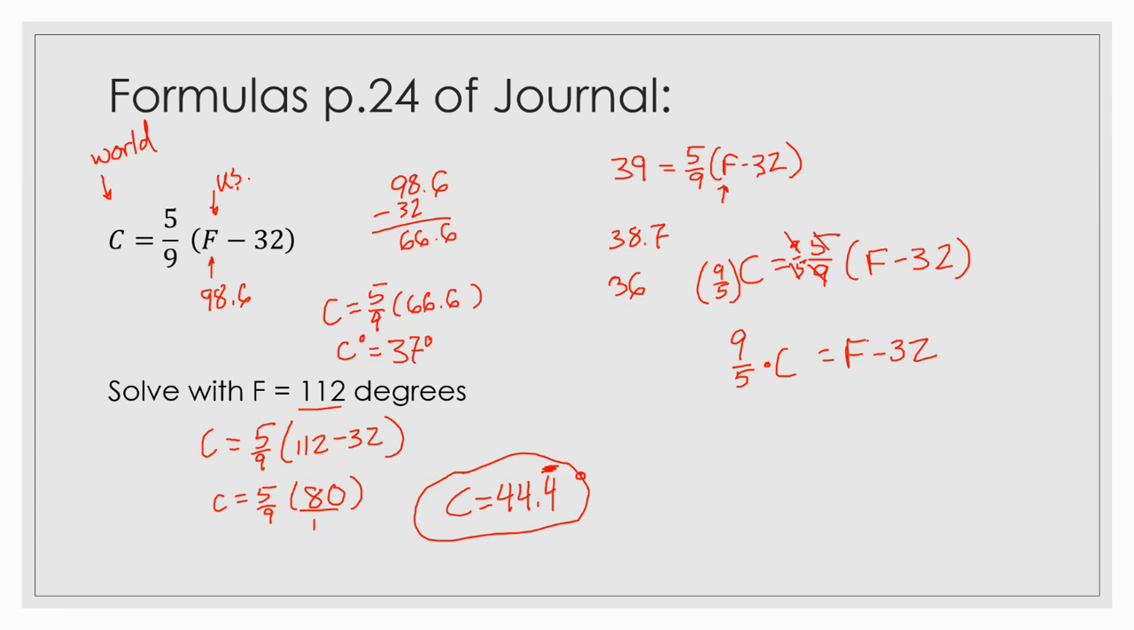And now to isolate that F, I'm going to work outside in. Well, the furthest number from F is this minus 32, so I treat it just like a plus 32. Just like any other equation, I move that 32 to the other side by changing its operation. 9 fifths times C plus 32 equals F.